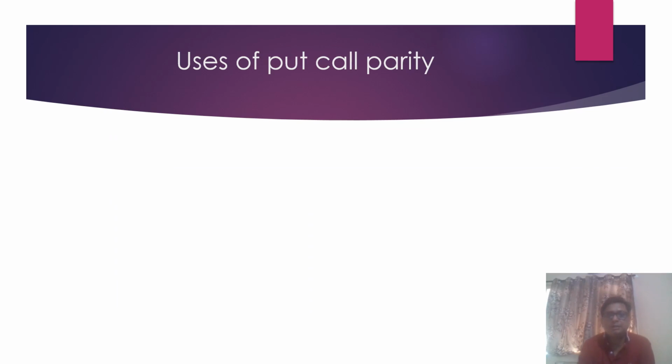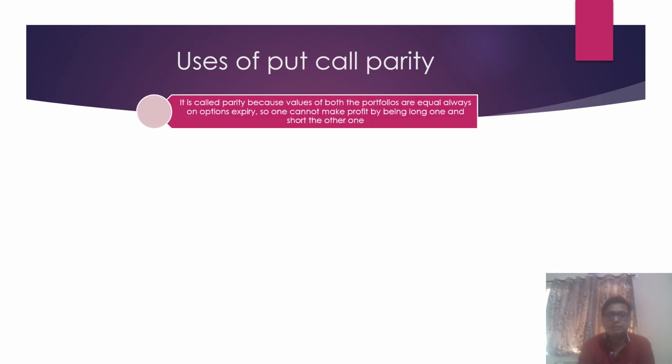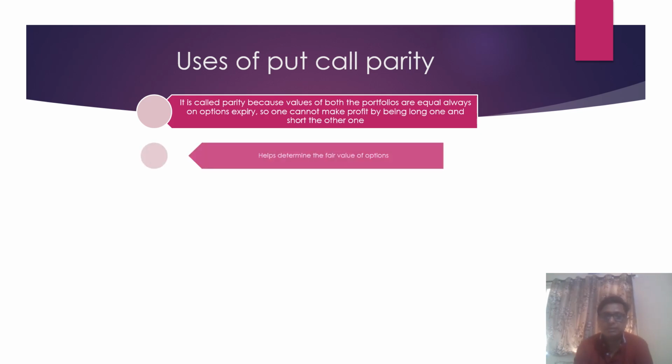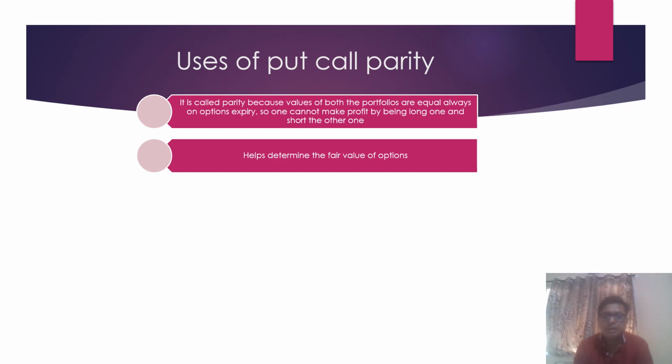Now let's examine some uses of put-call parity in the real trading world. It is called parity because the values of both portfolios are always equal on option expiry, so one cannot make a profit by being long on one side and short on the other. It helps determine the fair value of options. The parity equation can in turn be used to find the lower and upper range values of the options.